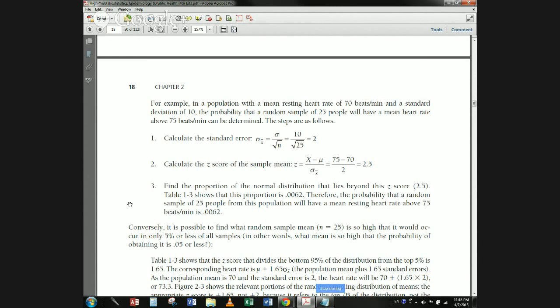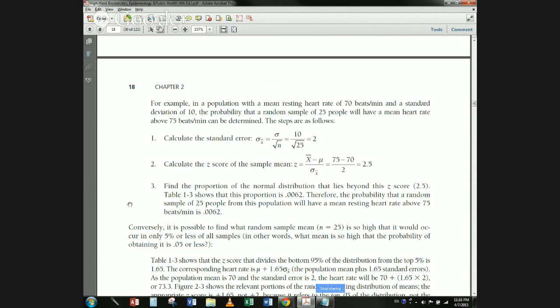Calculate the z-score of the sample mean. So z-score is equal to the sample mean minus the population mean over the standard deviation of random sampling mean. So in this case, the mean was 75. So you subtract the population mean, which is 70, and divide that by 2 to get 2.5.